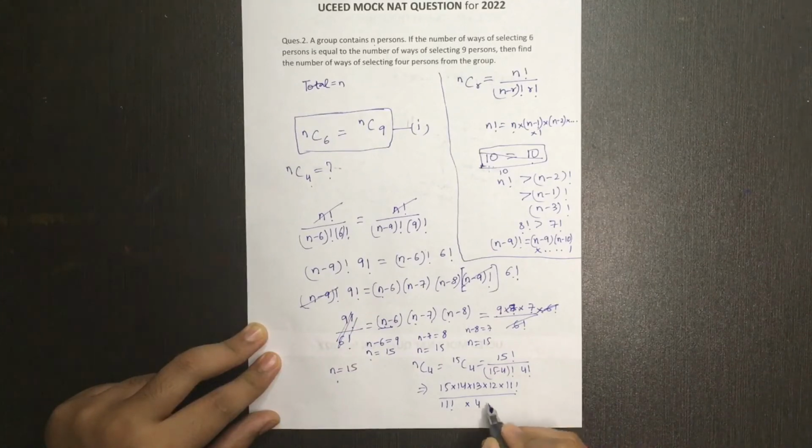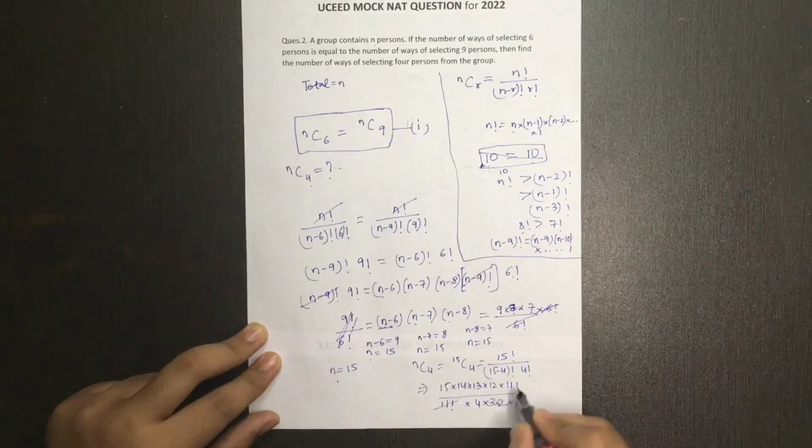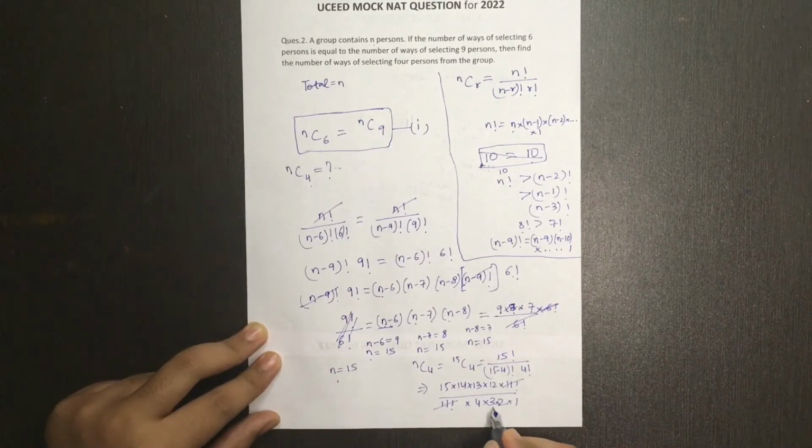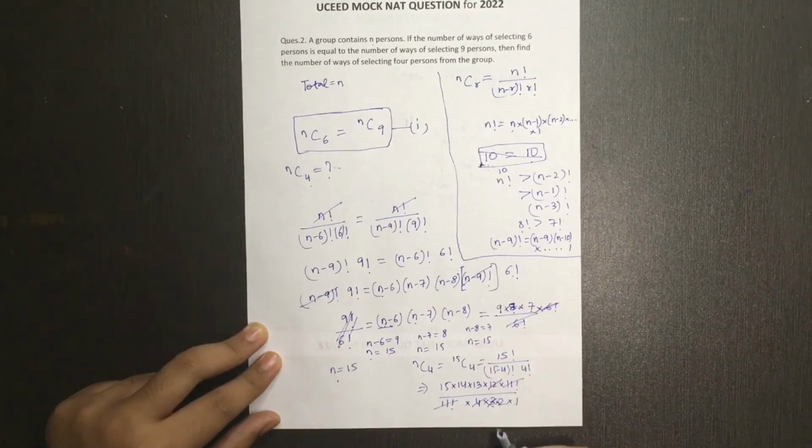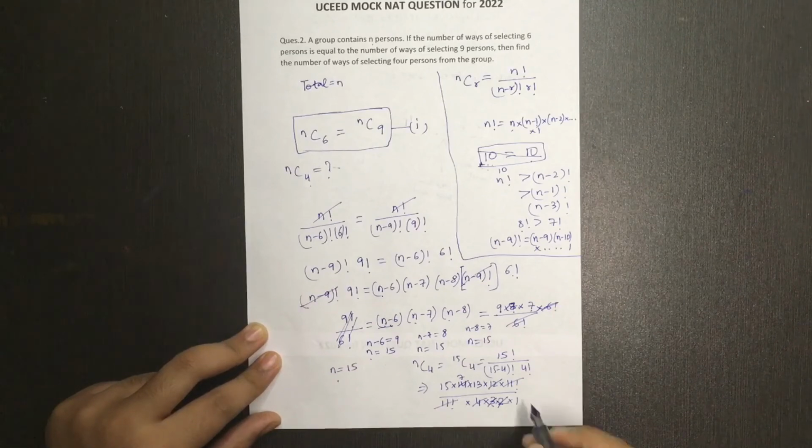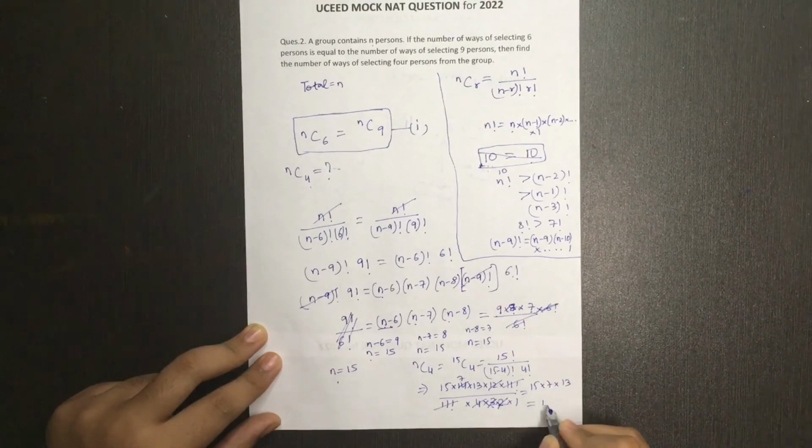Let's simplify 4 factorial, because we don't have any numerator to cut it out first. 4 into 3 into 2 into 1. 11 factorial will get cancelled. 4 into 3 is 12, so just cancel 12 also. So 2 into 7 is 14, so just cancel 14 with 7. Now what we have got is 15 into 7 into 13. We have just simple multiplication now over here. So the answer for this question is 1365, right?